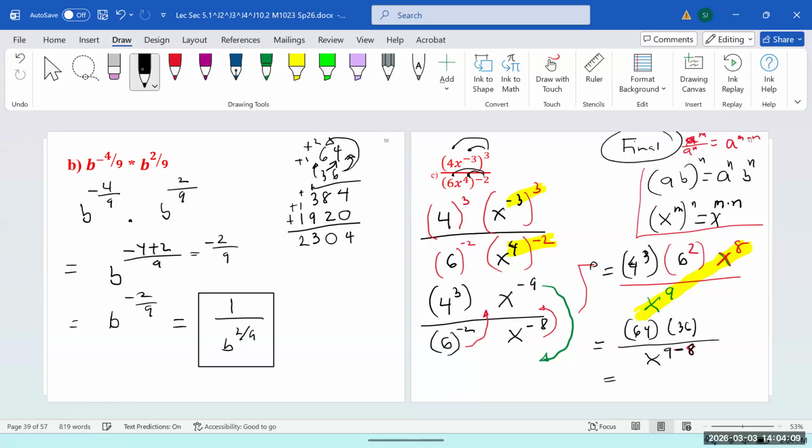2. Yeah, you really have to do this manually in your exam. You cannot use a calculator. So our final answer is 2304 on the top and X is on the bottom.